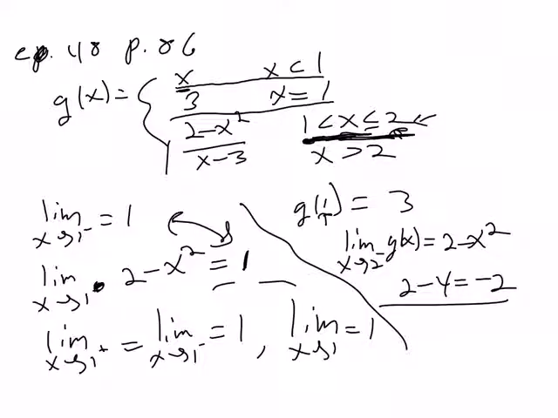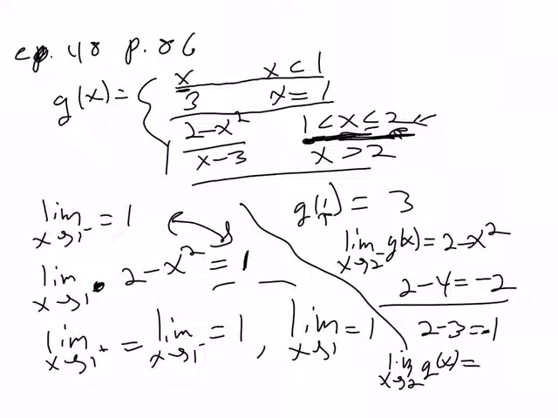When we're approaching from the right, we have this. Plugging in a 2, we get 2 minus 3, and this is equal to -1. And because of that, for the last question, what's the limit as x approaches 2 of g of x? Well, it does not exist, because there's a difference between approaching from the left and approaching from the right, as we just saw. So that's that.